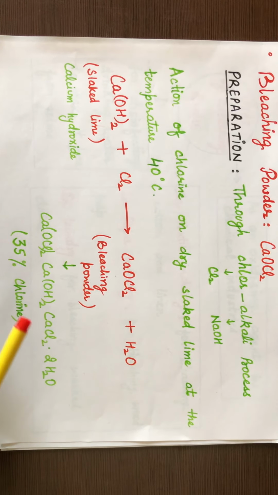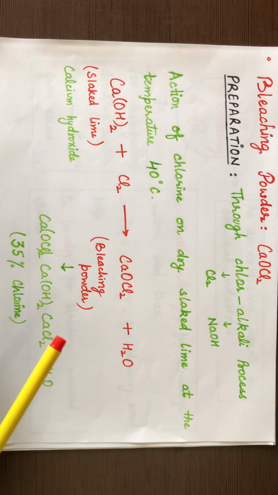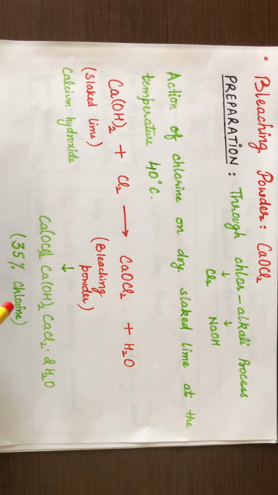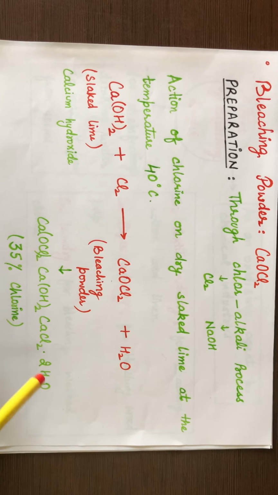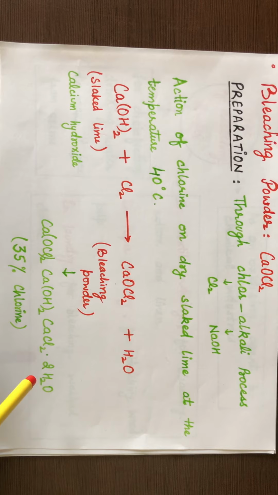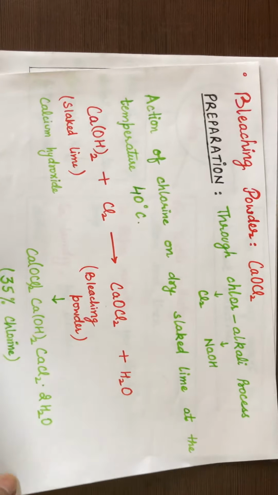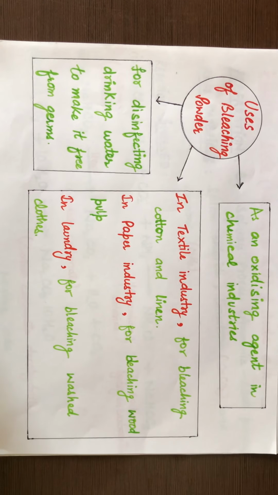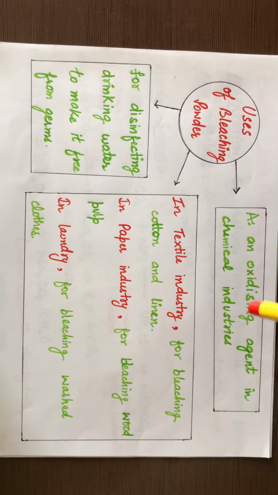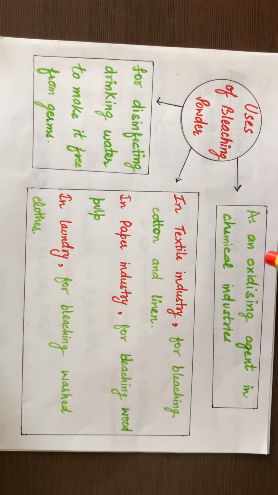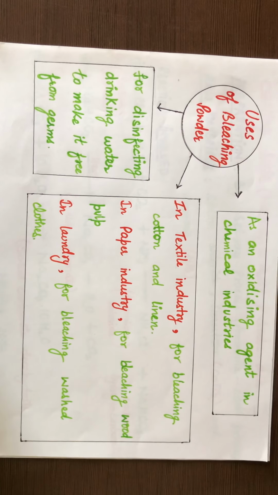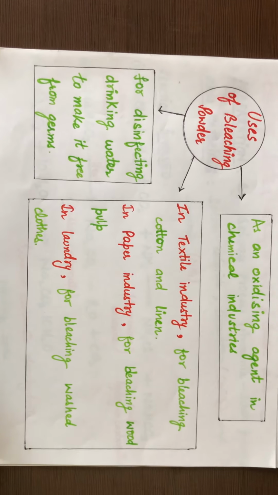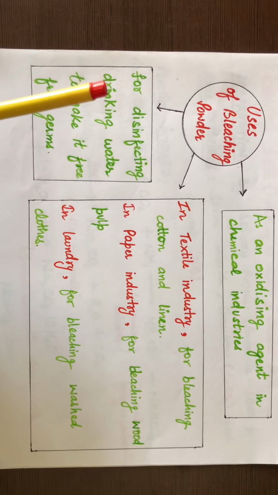And in this, 35% of chlorine is present by weight, and this chlorine is very important and used in different fields, and hence there are many uses of bleaching powder. First one is it is used as an oxidizing agent in the chemical industry. Why is it used as an oxidizing agent in the chemical industry? Due to the presence of nascent oxygen in it.